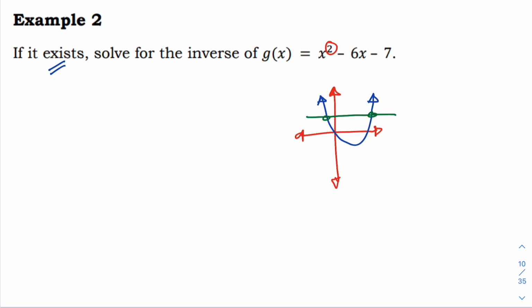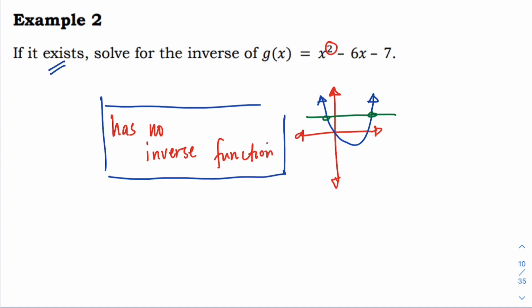Tama? So, ano ngayon yung sagot natin dito kung hindi siya 1-to-1 function? Okay? So, pwede nating ilagay dito na yung ating function has no inverse function. Okay? So, ito na yung ating final answer. So, wala siyang inverse function, guys. Since yung ating given g of x o yung function natin is not 1-to-1. Okay? So, let's proceed to example number 3.